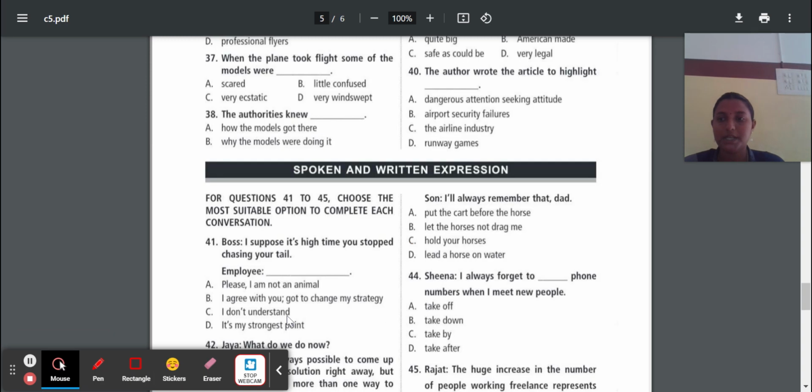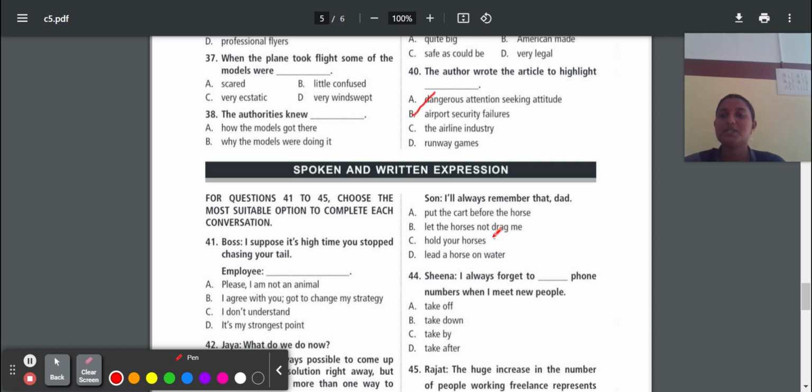Question number 40. The author wrote the article to highlight dash. Option A, dangerous attention-seeking attitude. Option B, airport security failures. Option C, the airline industry. Option D, runaway games. Answer for the question is option B, airport security failures.